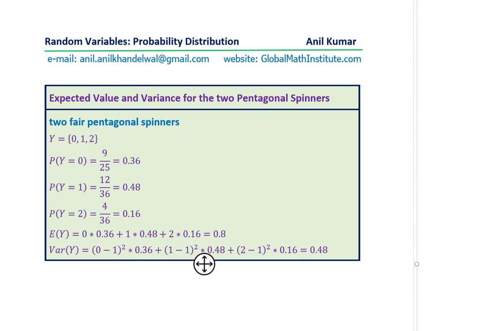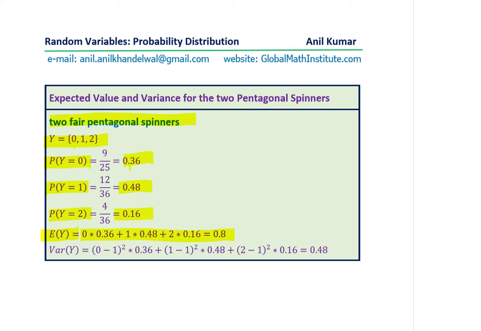So let's do it. I hope you got the same answer for the two fair pentagonal spinners, where the random variable y can take the values 0, 1, and 2. We found the probability distribution: for y equals 0, we get 0.36; for y equals 1, 0.48; for y equals 2, 0.16. Expectation is to multiply these numbers together and add them up. 0 times 0.36 plus 1 times 0.48 plus 2 times 0.16 gives 0.8. And that becomes the expectation for our second event, y.